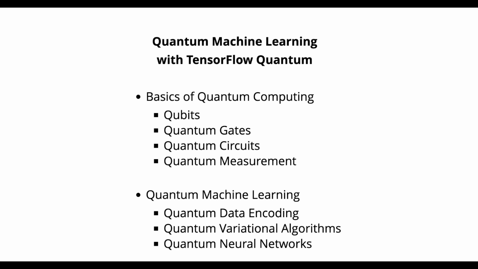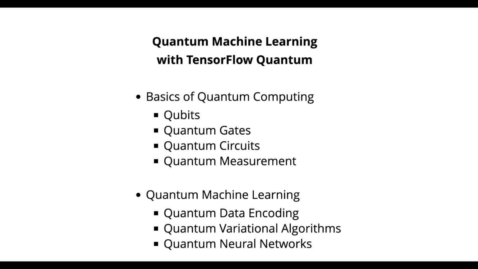The first one, basics of quantum computing. We have qubits, or quantum bits, which are the fundamental units of quantum information, analogous to classical bits. Unlike classical bits, which can be either 0 or 1, qubits can exist in superposition states representing a combination of both 0 and 1 simultaneously. Quantum gates are the basic building blocks for quantum circuits, similar to classical logical gates. They operate on qubits to perform operations such as rotations, flips, and entanglement.